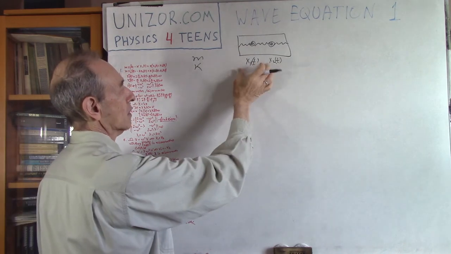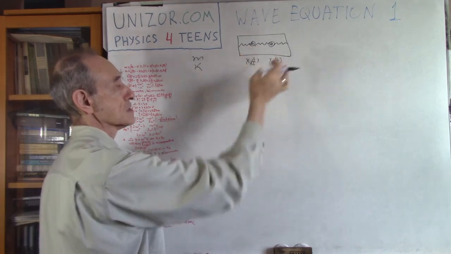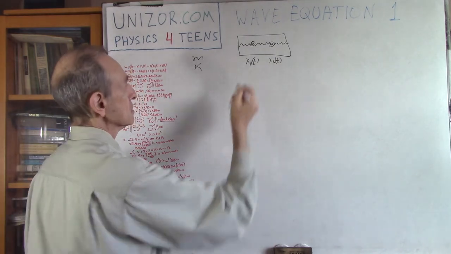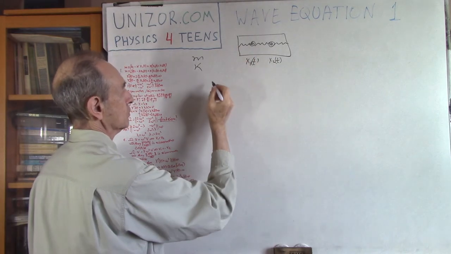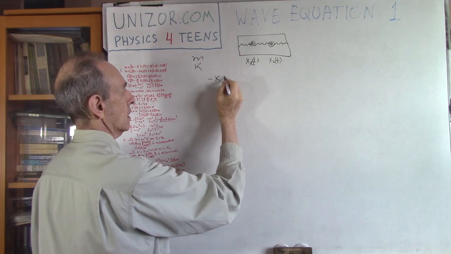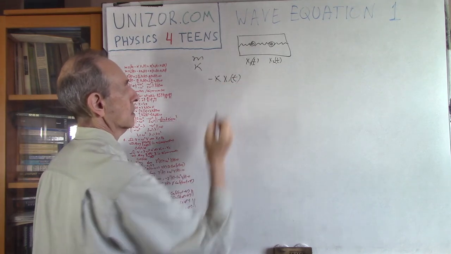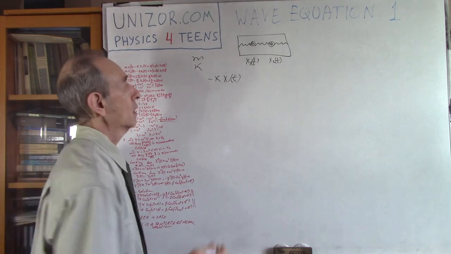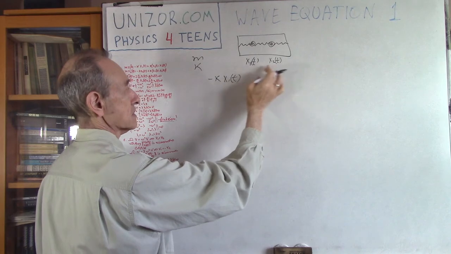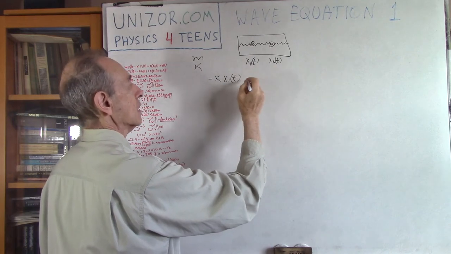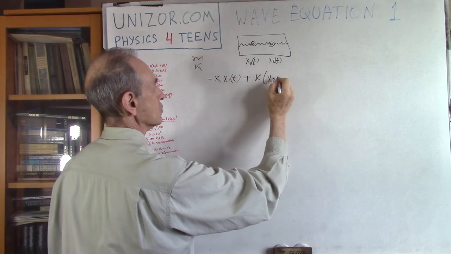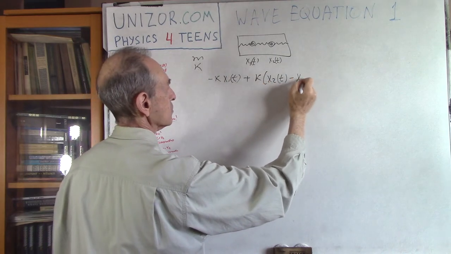So depending on this displacement, the forces of the springs will start acting. The force from the left would be minus k x1 of t. That's Hooke's law. And the force from the right depends on both displacements, right? So it's basically like k times x2 of t minus x1 of t.